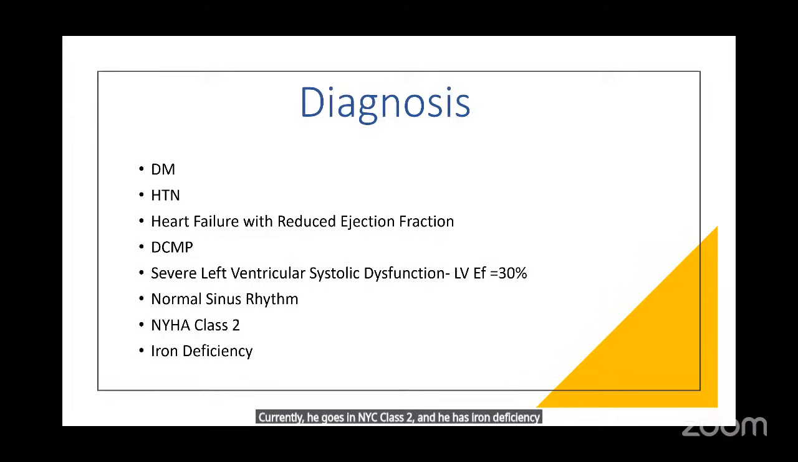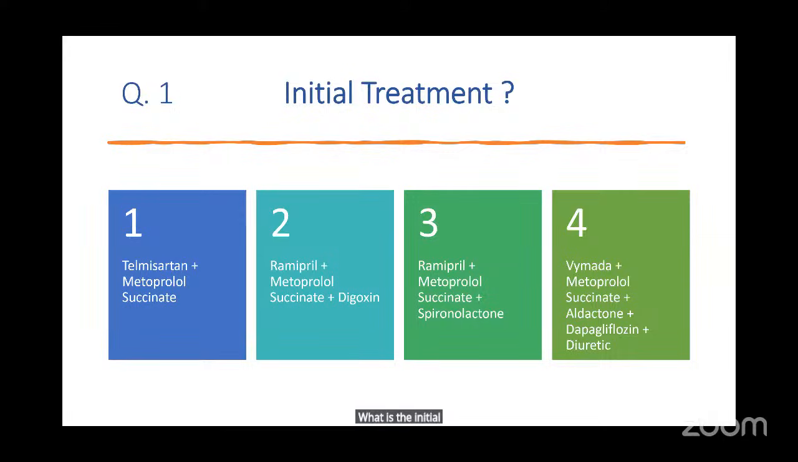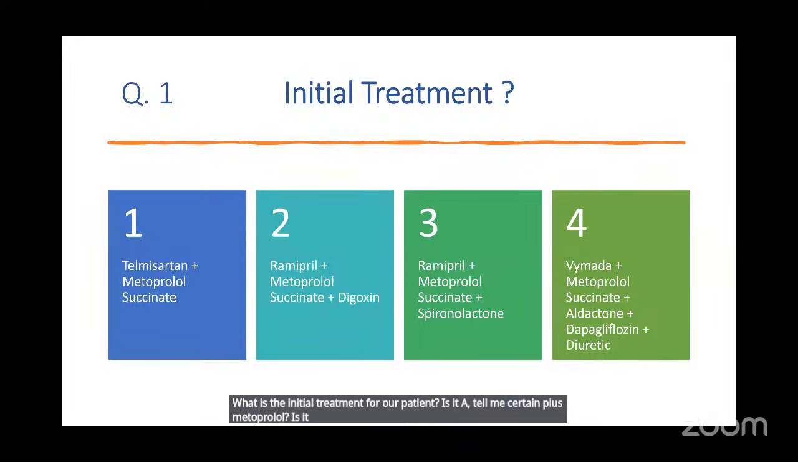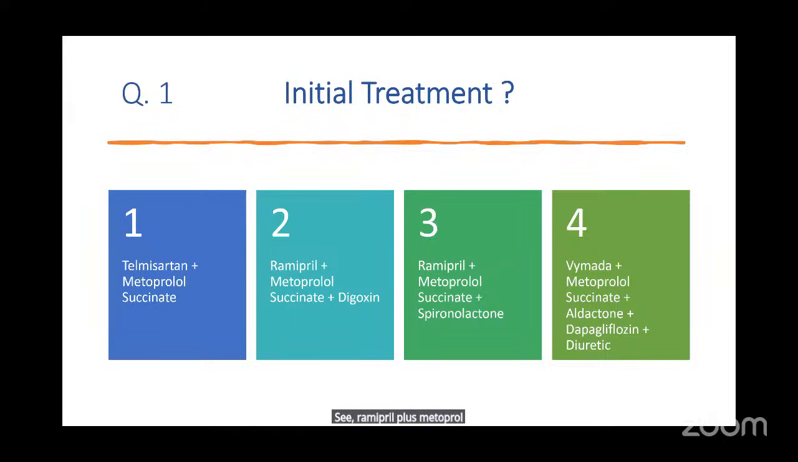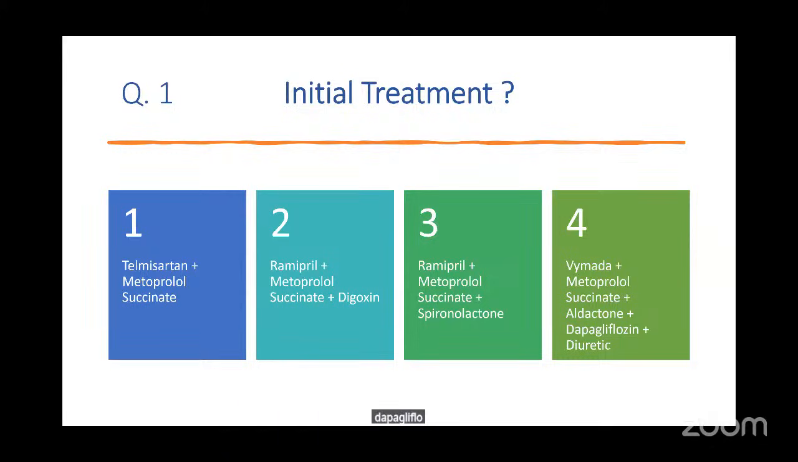So this brings us to the first question. What is the initial treatment for our patient? Is it A, telmisartan plus metoprolol? Is it B, ramipril plus metoprolol succinate plus digoxin? C, ramipril plus metoprolol plus spironolactone? Or will it be D, including Vimada, metoprolol succinate, spironolactone, dapagliflozin plus a low dose of a diuretic?